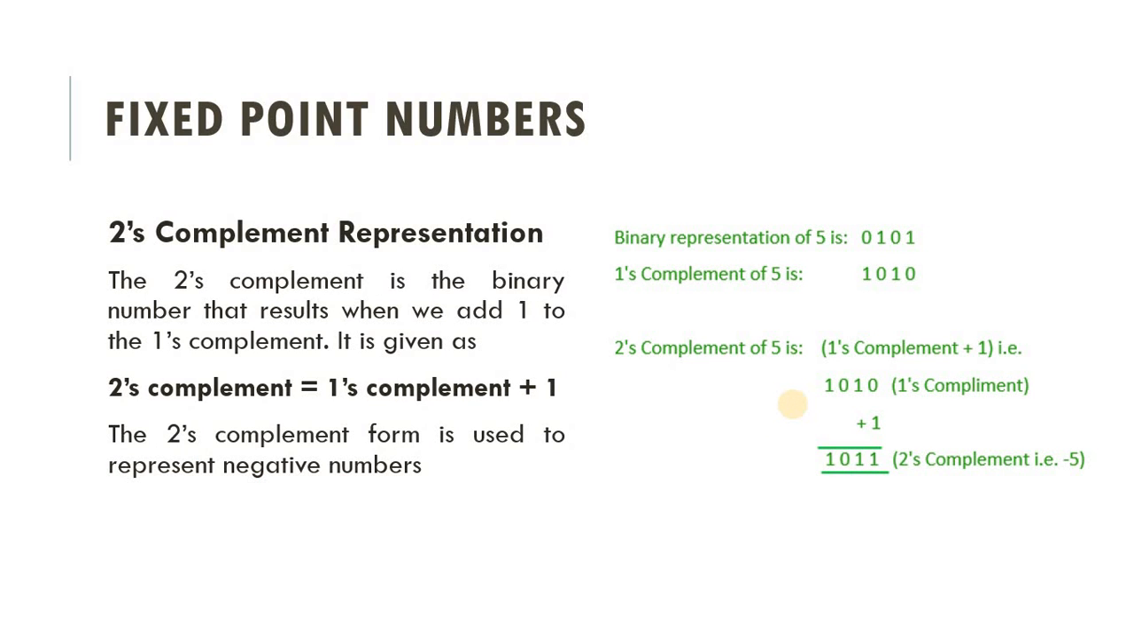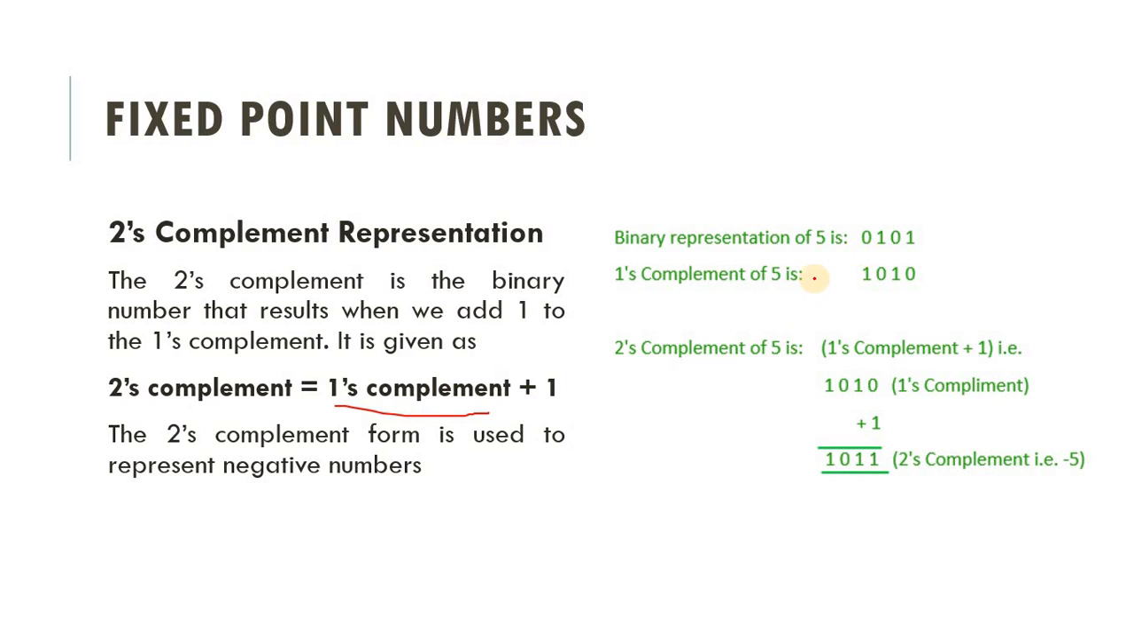So two's complement is the binary number that results when we add 1 to the ones complement. The equation for the two's complement is ones complement plus 1. Here we need to do binary addition. Suppose the binary representation of 5 is 1010, and now we'll calculate the ones complement of it. Step 1 is to find the ones complement.